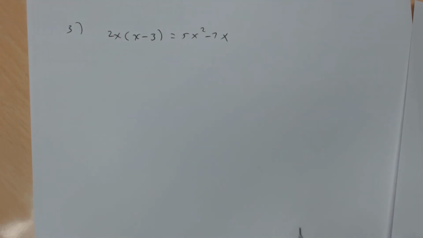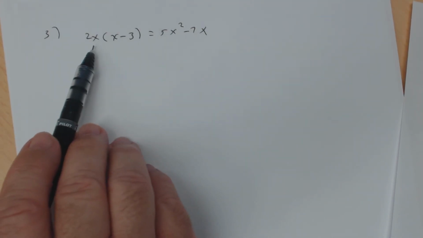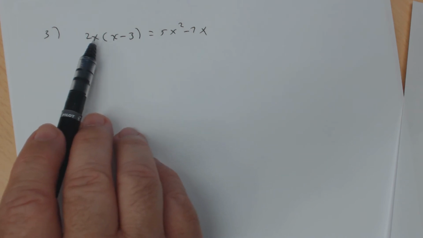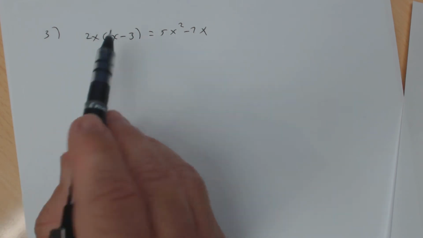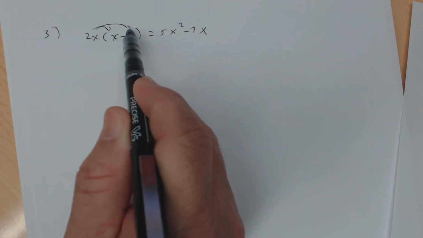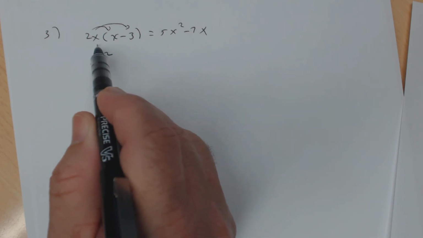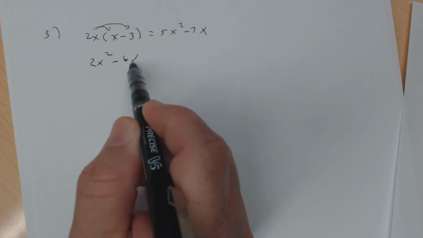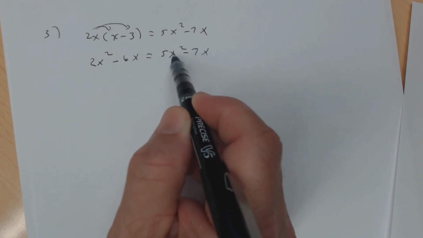Okay, so first of all, what we need to do here, if you recall from a previous course, is that I need to get rid of these parentheses right here. Now I have a monomial times a binomial, so I'm going to use the distributive property first. So 2x times x is 2x squared. 2x times a negative 3 is a negative 6x, equal 5x squared minus 7x.